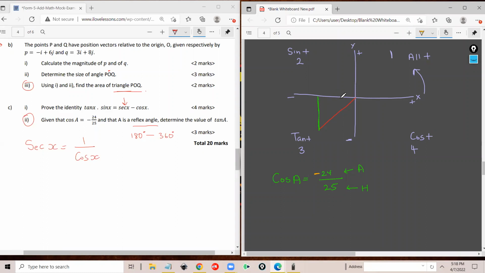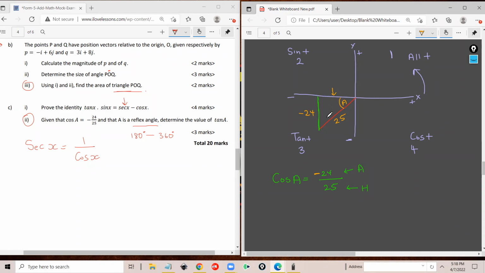Okay. So if this is the angle A they are talking about, right? The angle A, the angle that they're always talking about, is the one touching the origin, right? Not this angle here. So cos is what? Adjacent divided by hypotenuse. The adjacent is minus 24. Remember, it's below the x-axis. And the length of the hypotenuse is 25. You think you all could find the length of this side for me using Pythagoras Theorem?